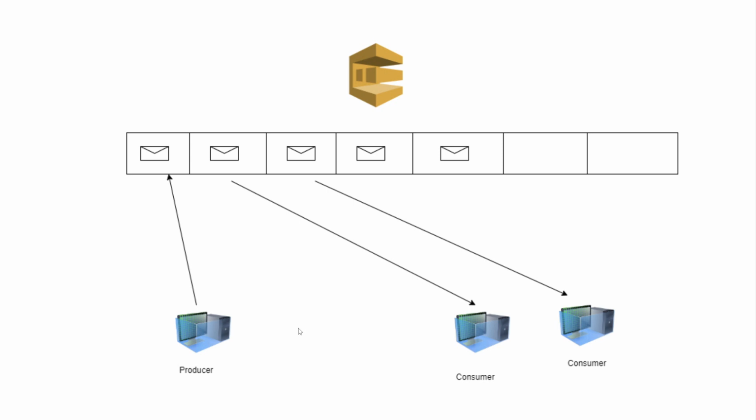If you look at this diagram, it will give you the basic idea of how SQS works. In SQS, there will be the producer who will publish the message and put it in the queue, and there will be the consumer who will retrieve the message from the queue. So this is the general idea of how SQS will look.